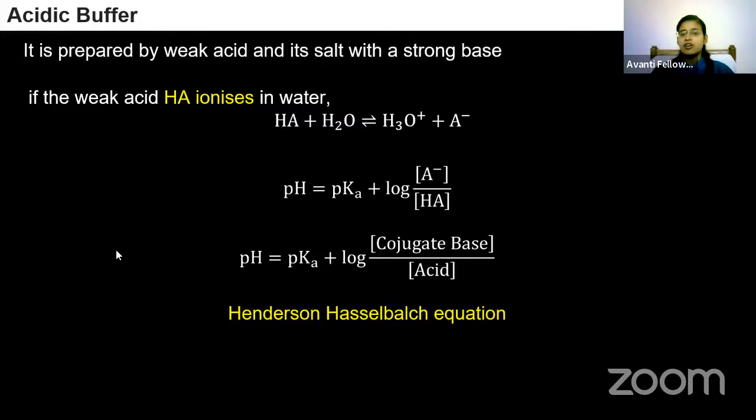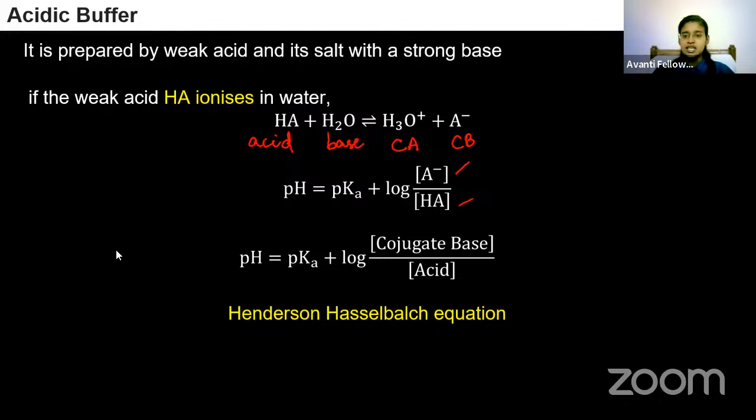Got it? So the pH for such a system will be equal to pKa plus log of the concentration of the conjugate base divided by the concentration of the acid. HA is actually the acid and water here will act as a base. And this is the conjugate acid and this is the conjugate base. So in the formula, we write the conjugate base in the numerator and the acid in the denominator. So pH equals pKa plus log of the concentration of the conjugate base divided by the concentration of the acid.